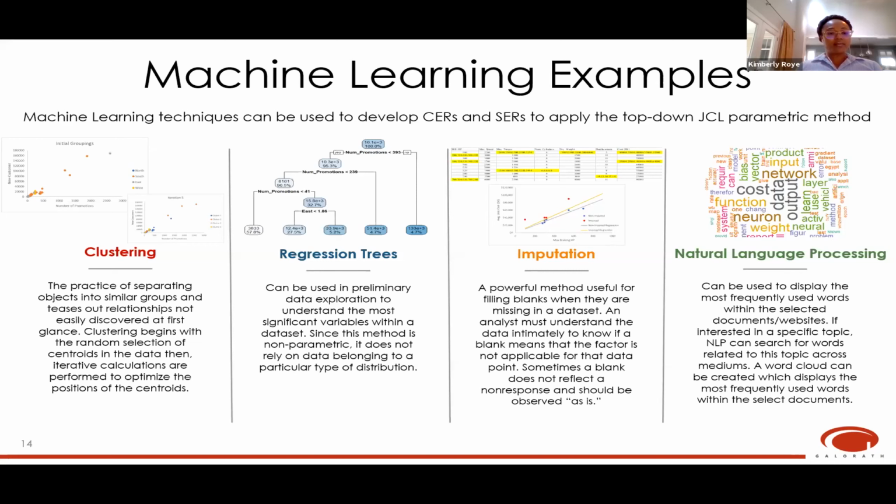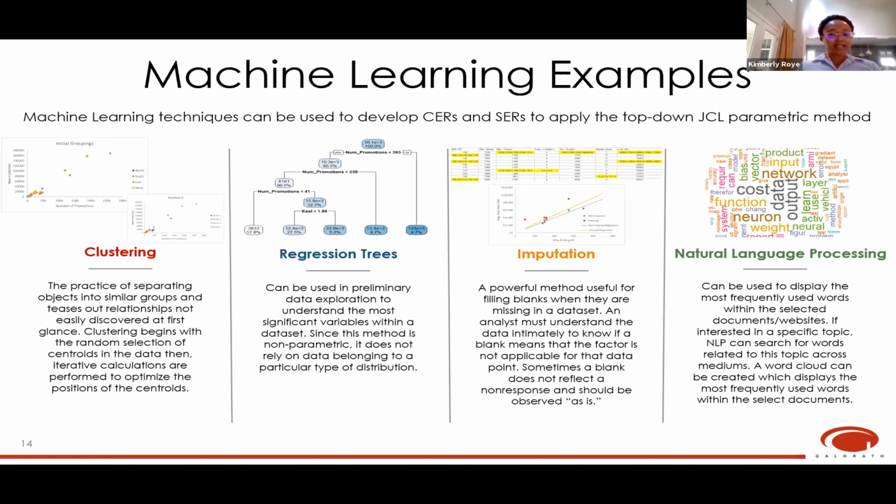It may be a new phenomenon when you think of cost estimating and incorporating some of these machine learning techniques, because you may not have always associated the two. But if you've developed any models, any cost estimating relationships or schedule estimating relationships, you've already been using machine learning techniques because you've been building linear or multiple regression models. So machine learning techniques can be useful in the development of CERs and SERs when applying the top-down JCL parametric approach. We're not going to dig too deep into all of the methods that exist, but we will talk about some of these that you'll see presented on the slide in front of you.